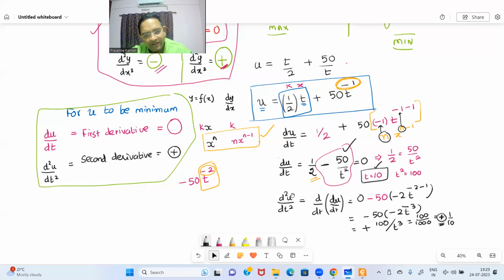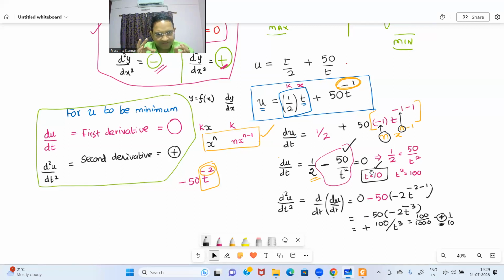In most cases, the second derivative test will also apply. But anyway, to recheck it, you do the second derivative and that gives you a positive value. You don't have to get the exact value unless asked for. Just understanding that it's going to be positive is enough. So you are sure that t is equal to 10.